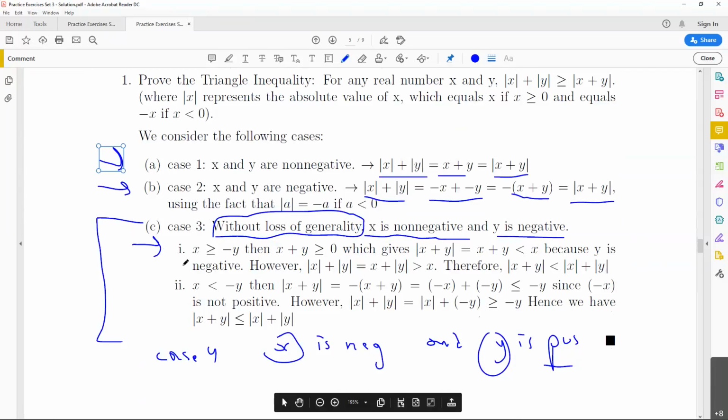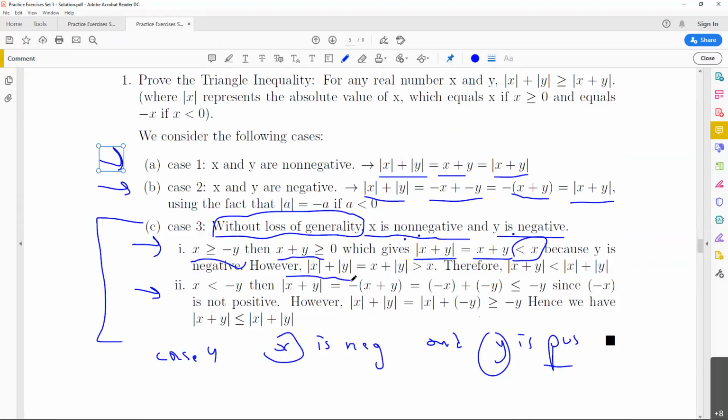Diving into case three, we have two subcases, because x is non-negative and y is negative. Is x bigger or smaller than the absolute value of y? Let's say x is bigger than minus y. That means if you sum them together, it's still going to be positive. So the absolute value of x plus y is x plus y, because x plus y is positive, so you can remove the absolute value. But it's less than x: you have x, you add something negative to it, it's definitely going to be less than x.